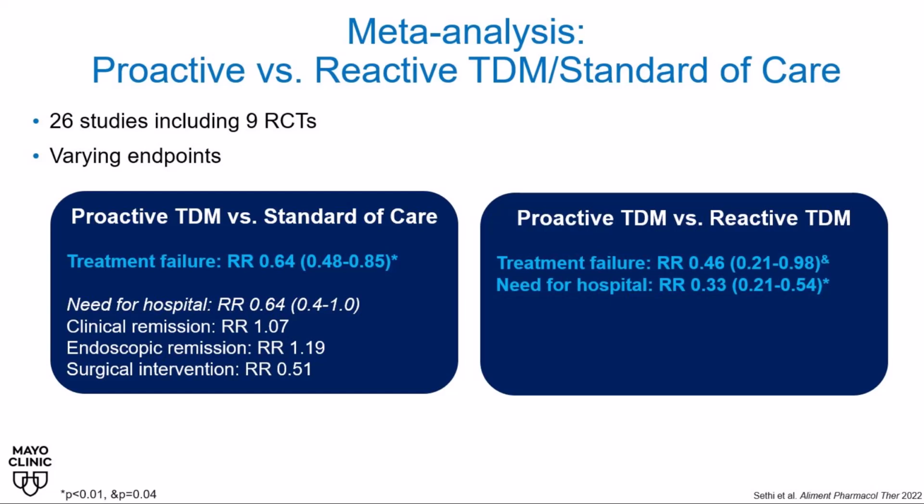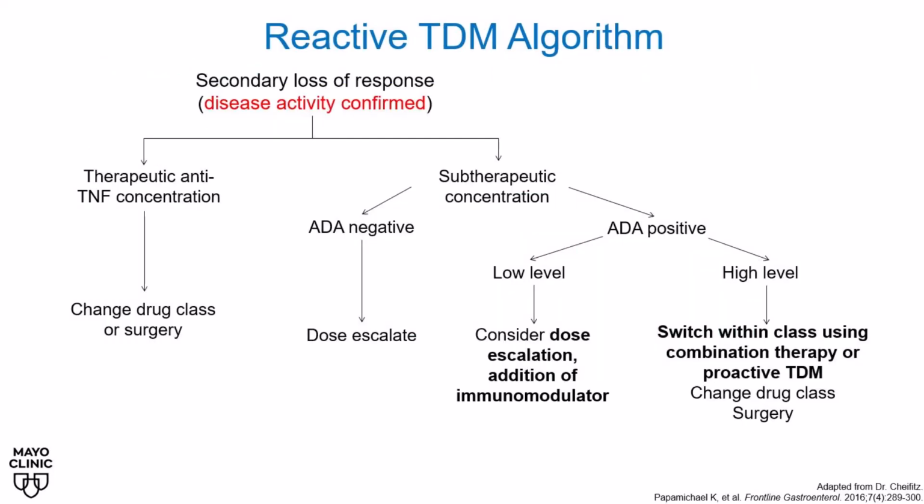And then when they compared proactive drug monitoring versus reactive drug monitoring, they found that treatment failure was more common in reactive drug monitoring, and need for hospitalization was more common in reactive drug monitoring. So overall, proactive is better than standard of care, at least based on this meta-analysis. And proactive is better than reactive in terms of achieving some of those really important endpoints and outcomes that we care about in our practice.